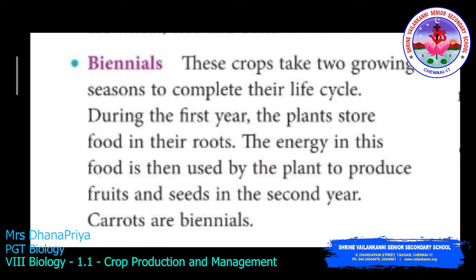In biennial crops, during the first year the plants store food in the roots, and in the second year the energy in the food is used by the plant to produce fruits and seeds. So biennial involves 2 seasons. The example is carrot.